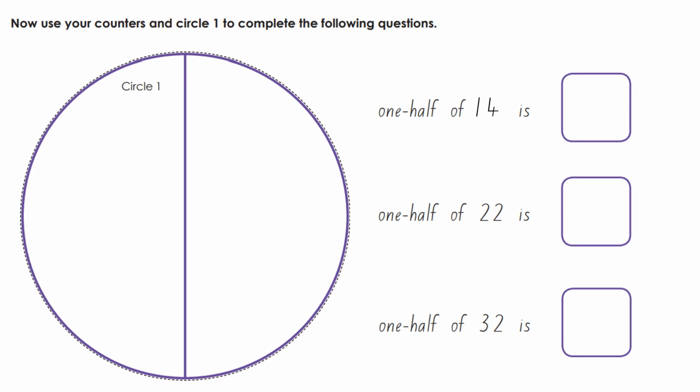Right, boys and girls, if you're working on the Jamboard, this is what you will see, except at the side, I've even made counters for you, so you don't even have to make any counters. So I want you to find out 1/2 of 14, write it in the box, 1/2 of 22, and 1/2 of 32.